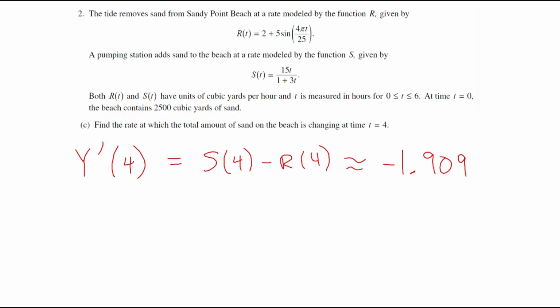So negative 1.909, and we could put units here. It's yards cubed per, I believe it was hour, right? Yep, yards cubed per hour here. So now that we've already looked ahead to part D, let's give our points here. We got 1 point here for the answer.